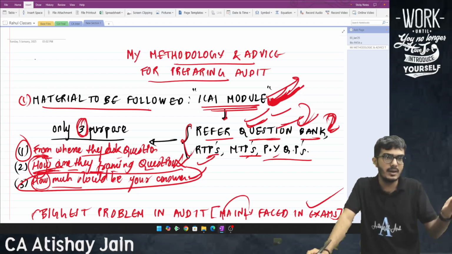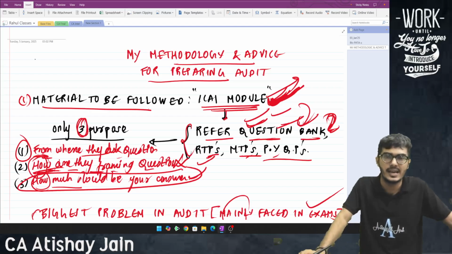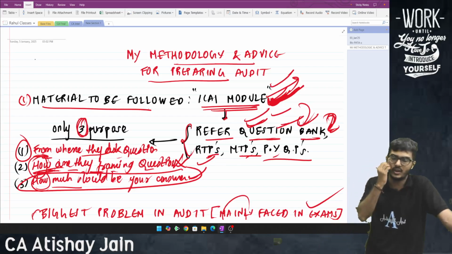Students, for a 3-mark question, just write 4 points and come. That doesn't work. Depending on the question, if it's a 3-mark question, probably you have to write some 5-6 points. Only then your answer will match with the answer key which ICA has. So yes, after referring to the ICA module, you always have to refer to the question bank.